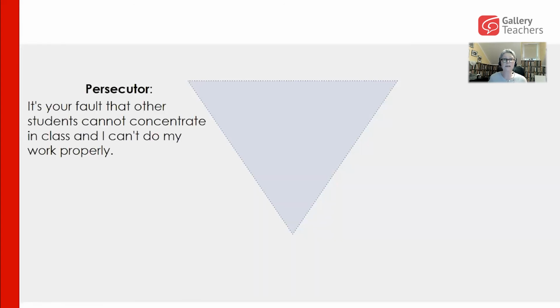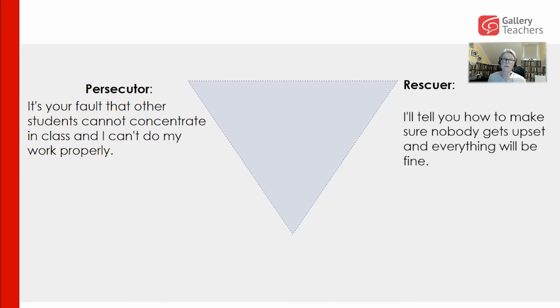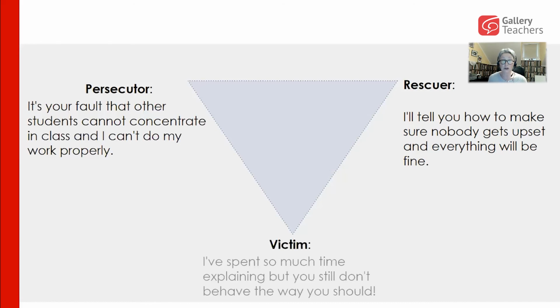So what would they say in each of these roles? As a persecutor, they would say, "It's your fault that other students cannot concentrate in class and I can't do my work properly." As a rescuer, they could say, "I'll tell you how to make sure nobody gets upset. Everything will be fine." And finally, in the role of the victim, the teacher could say, "I spent so much time explaining, but you still don't behave the way you should."